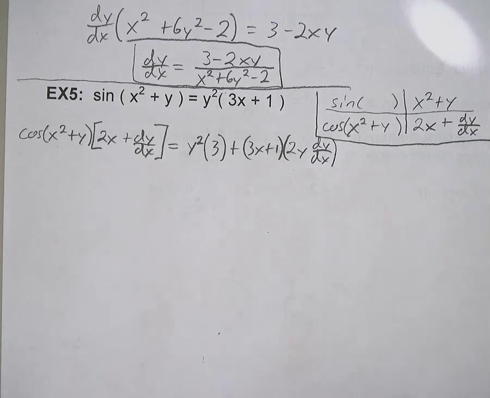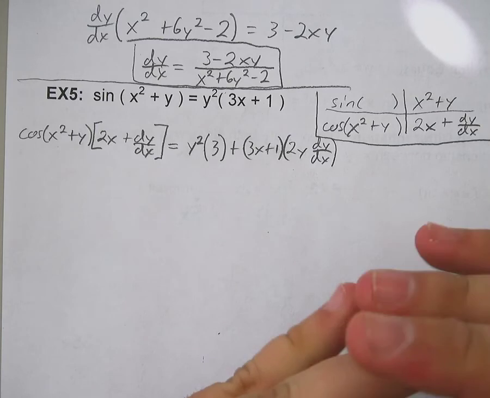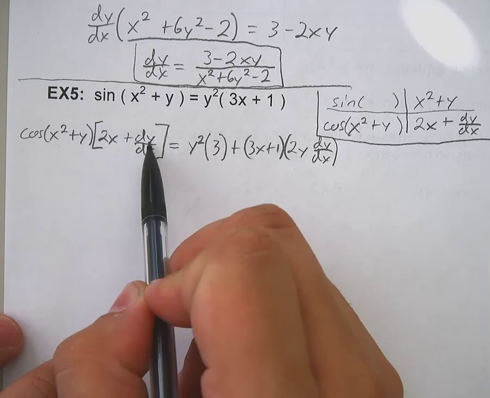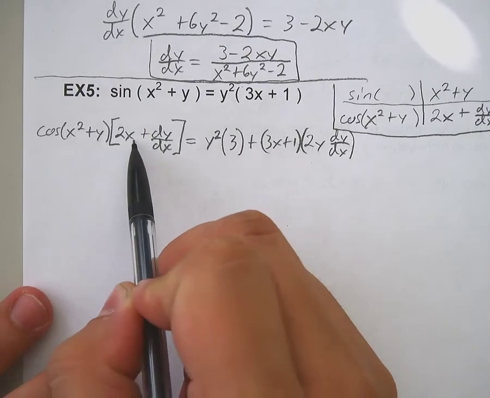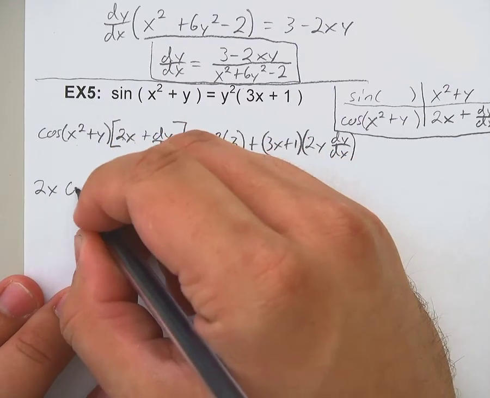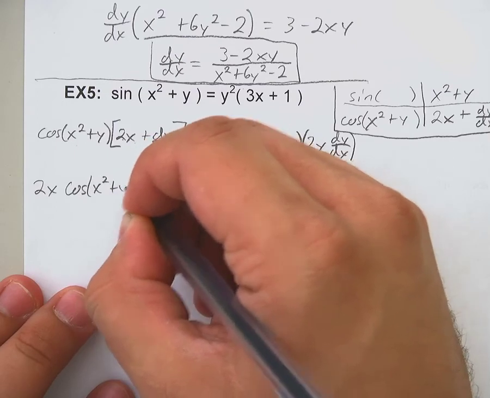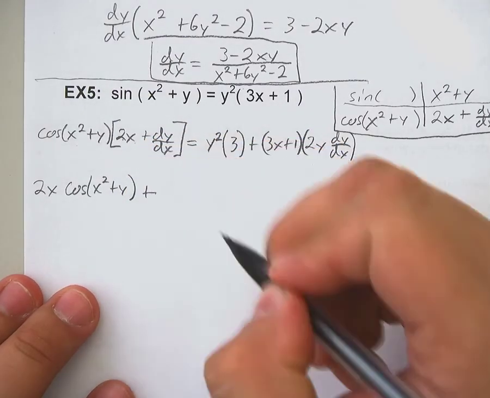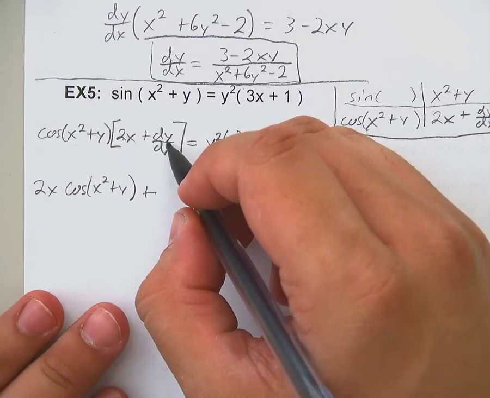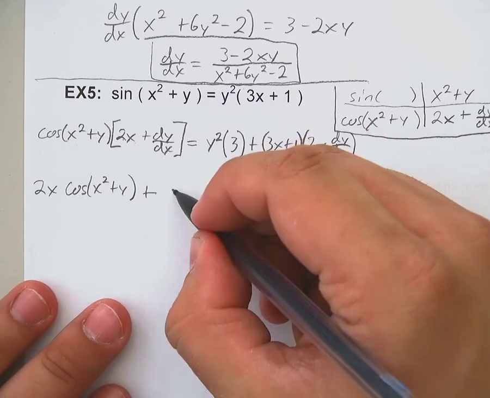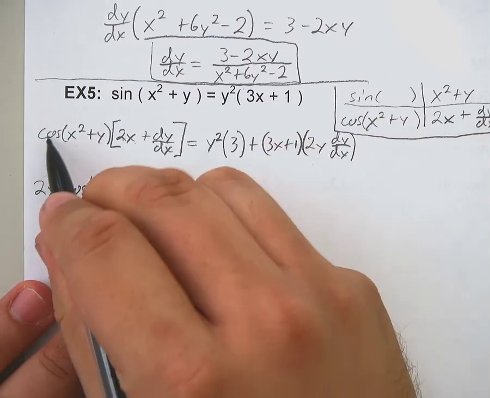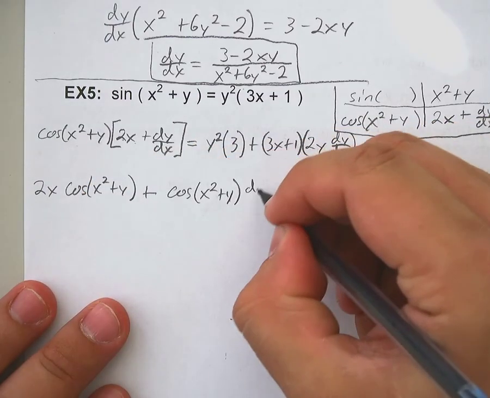Okay, to make my life easier, what I'm going to do is distribute everything that I can. So I'm going to distribute this cosine x squared plus y into here and here. Okay, so what I'm going to end up with, this is going to be a little big at first, but what I'm going to end up with is 2x cosine of x squared plus y plus, then we've got cosine times dy dx. Now usually dy dx goes at the end, so I'm going to do cosine x squared plus y times dy dx.